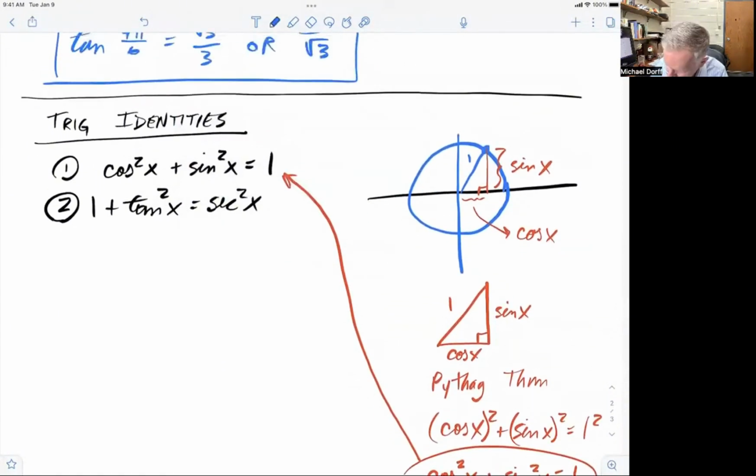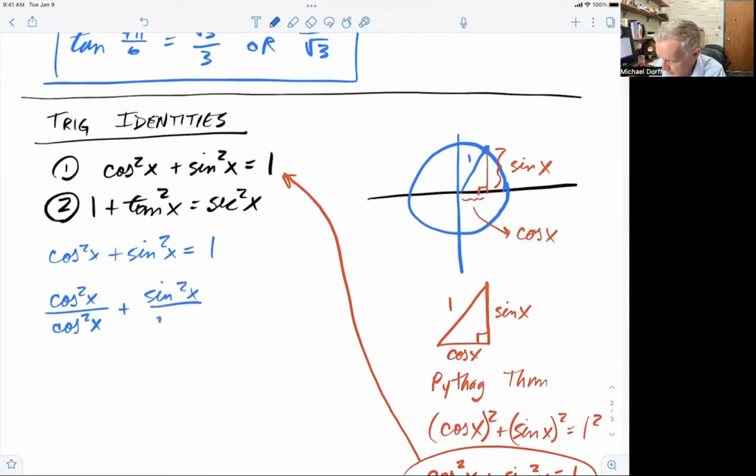Well, suppose we started with cosine squared x plus sine squared x equals 1. And let's divide everything by cosine squared x. So I have cosine squared x over cosine squared x plus sine squared x over cosine squared x equals 1 over cosine squared x. Well, cosine squared x over cosine squared x equals 1. Sine squared x over cosine squared x, that's the same thing as sine x over cosine x, everything squared. And sine over cosine is tangent, so that becomes tangent squared x.